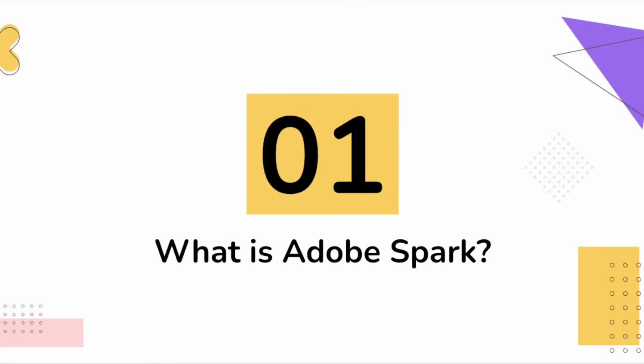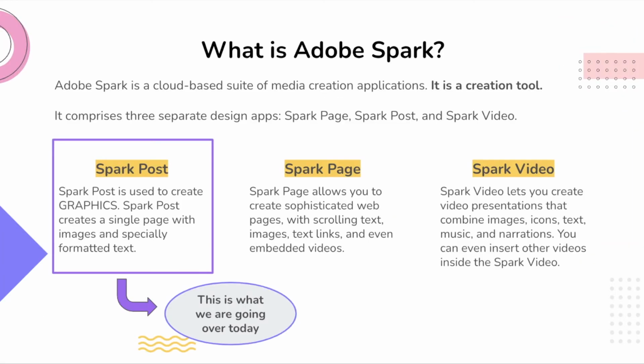So let's start with, what is Adobe Spark? Adobe Spark is a cloud-based suite of media creation applications. It is a creation tool, and there are three parts of this: Spark Page, Spark Post, and Spark Video. So Spark Post is what we're going to be going over today, and this is all about graphics. Spark Post creates a single page with images and specially formatted text.